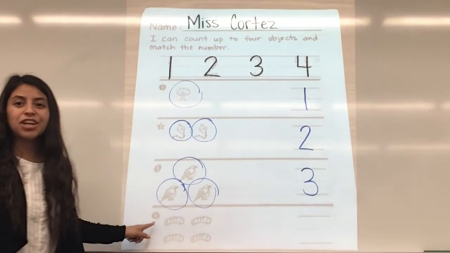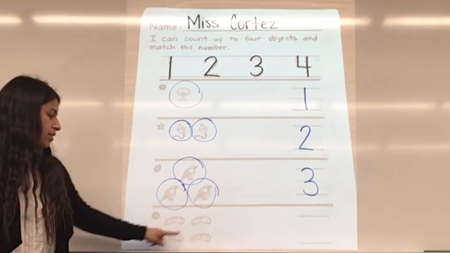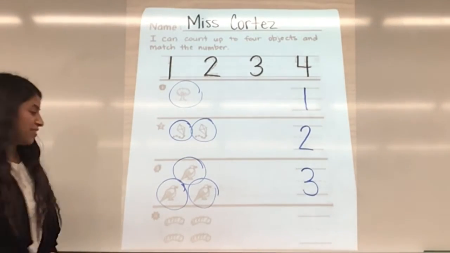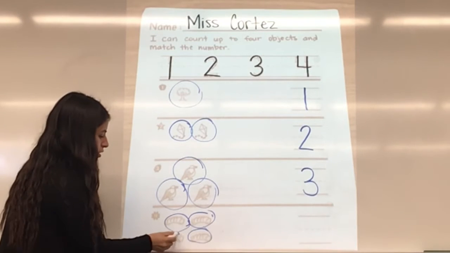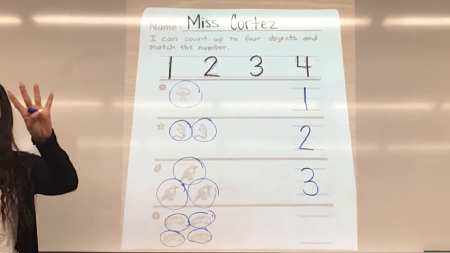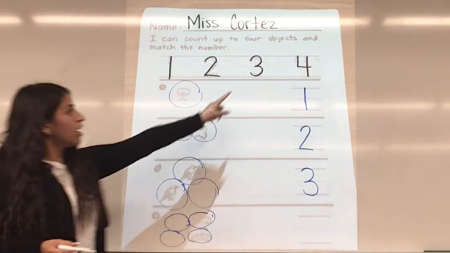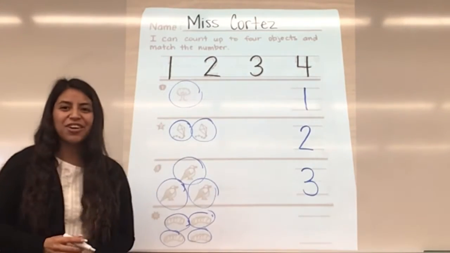All right, TK, for your last group, we are going to count and see how many caterpillars we have. 1, 2, 3, 4. 4 caterpillars. So let's go ahead and write our number 4 in our lines.